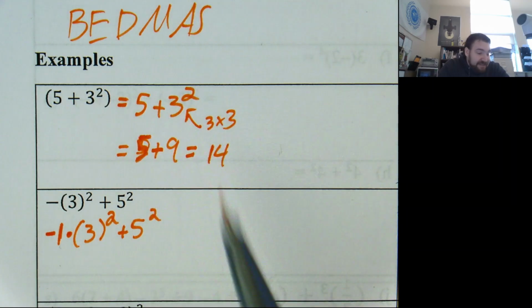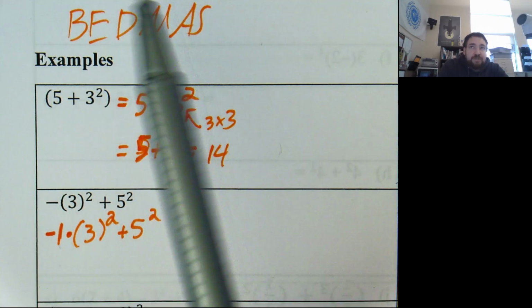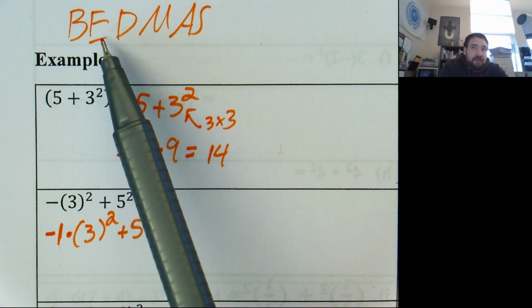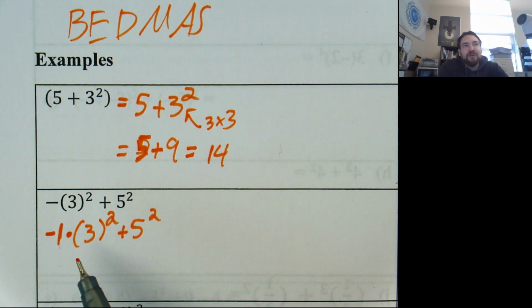And now BEDMAS is still going to follow. I do have brackets, but there's nothing going on inside. It's just the number 3. Nobody cares about just the number 3. So let's move to the next. But there's nothing to do with the number 3. 3 is an important number. It's true.